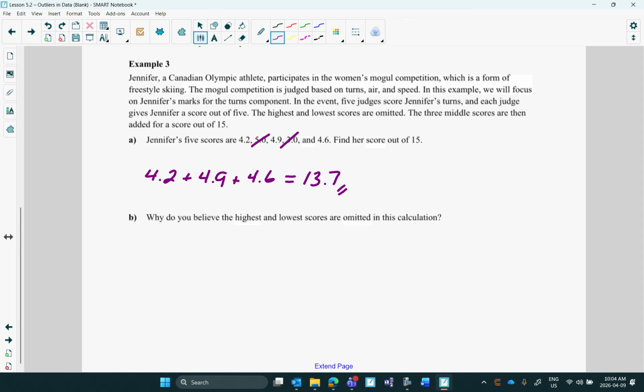So remember, this is a Canadian athlete. That judge that gave 5 out of 5 could very well be Canadian, right? Okay. That judge that gave 3 out of 5 from a rival country, right? Not just another country, but from a country who's also competing. So yes, exactly. So it avoids bias.